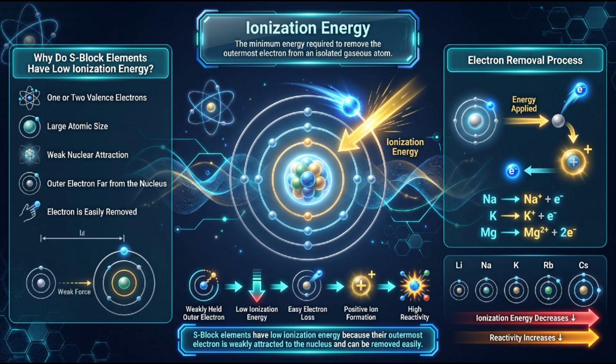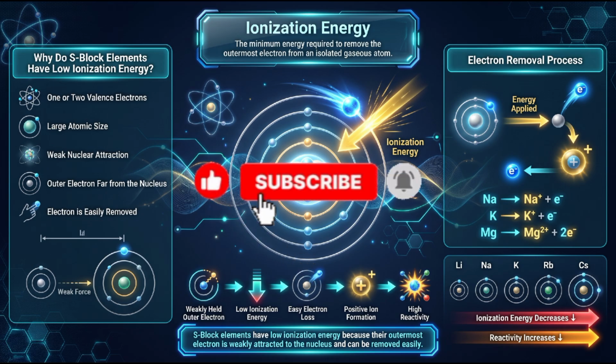The image concludes by stating, s-block elements have low ionization energy because their outermost electron is weakly attracted to the nucleus and can be removed easily. This statement summarizes the entire concept perfectly. Ionization energy is the minimum energy required to remove the outermost electron from an isolated gaseous atom. S-block elements possess one or two loosely held valence electrons, large atomic sizes, strong shielding effects, and weak nuclear attraction for their outermost electrons.